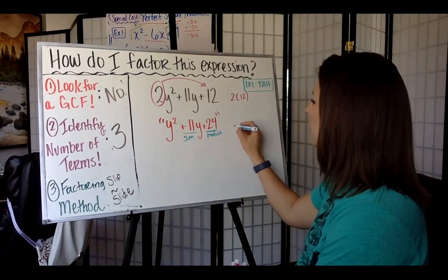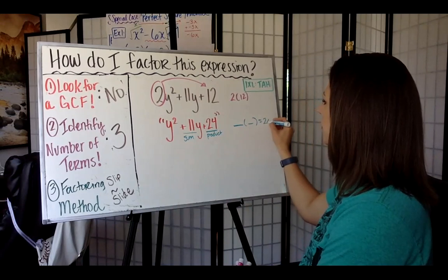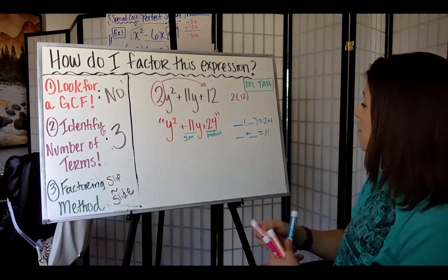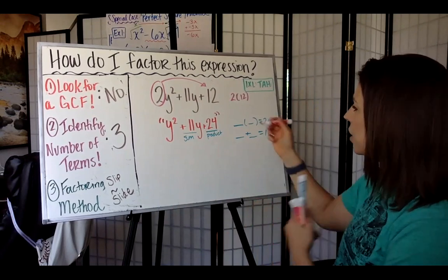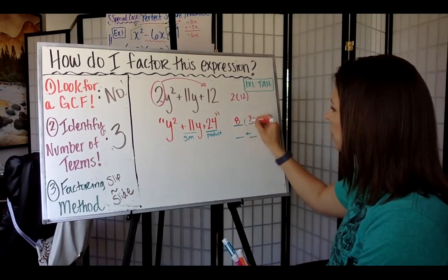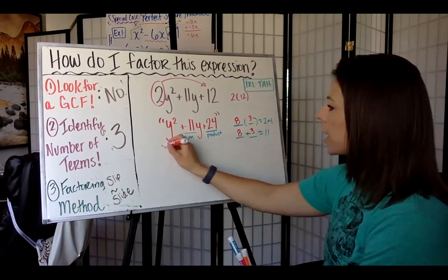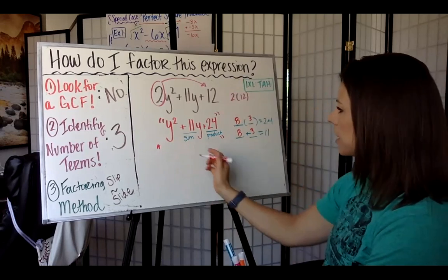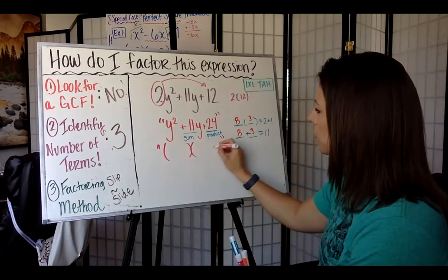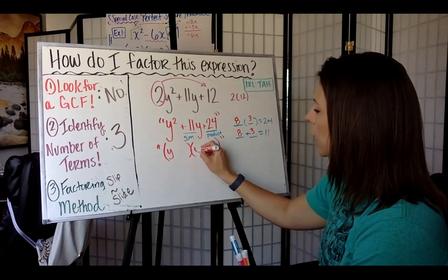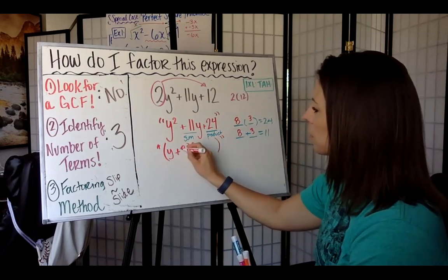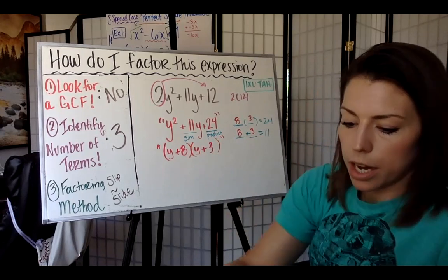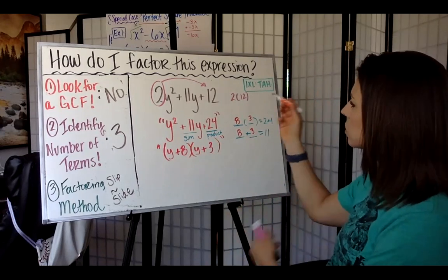What two numbers have a product of 24 and a sum of 11? I'm thinking 8 and 3. Is that right? 8 and 3? Yes. Okay, so we're still in our alternate universe because you don't come out of the alternate universe until you slide at the end. Set up my two binomials. First term is y. Second term is going to be positive 8 and positive 3 because those are your P's and Q's.